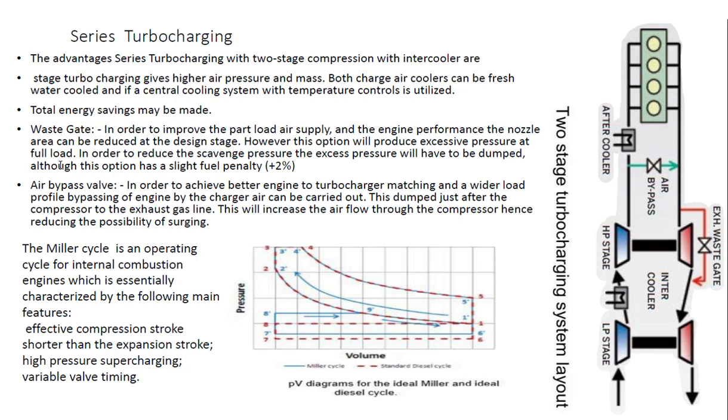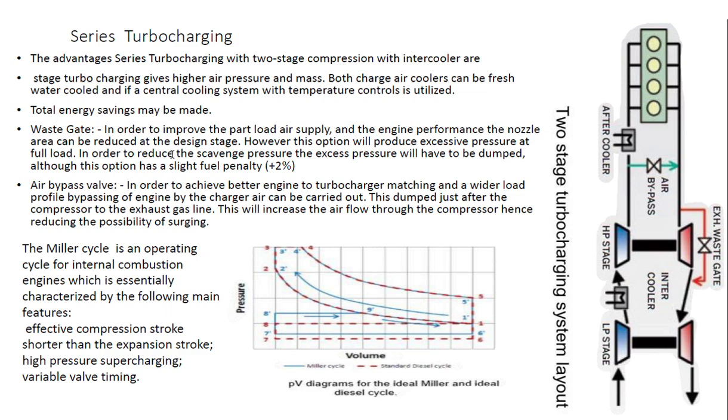Waste gate. Now what is this exhaust waste gate? In order to improve the part load air supply and the engine performance, the nozzle area can be reduced at the design stage. However, this option will produce excessive pressure at full load. In order to reduce the scavenge pressure, the excess pressure will have to be dumped. Although this option has a slight fuel penalty, plus 2% fuel loss we have.